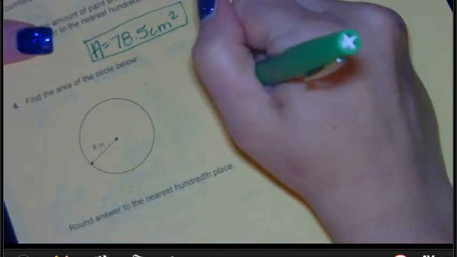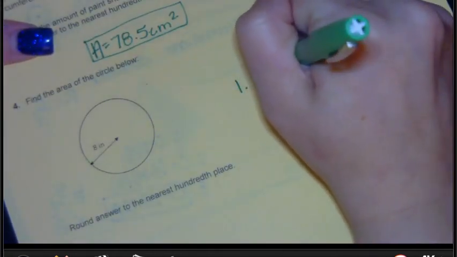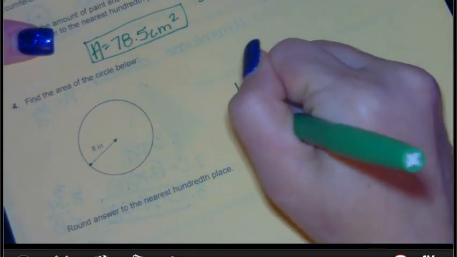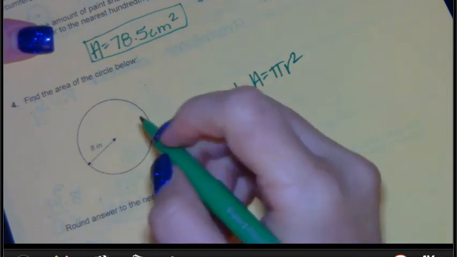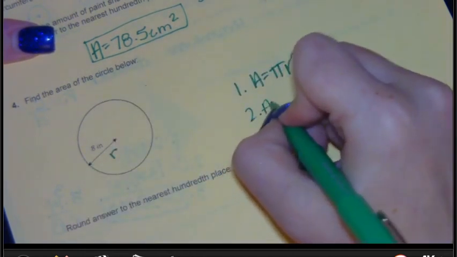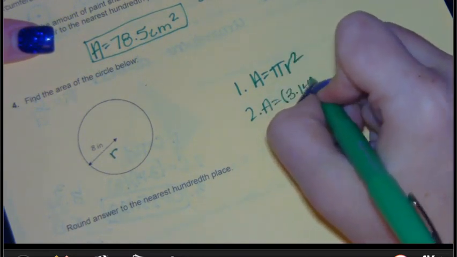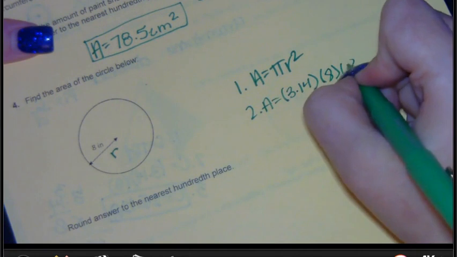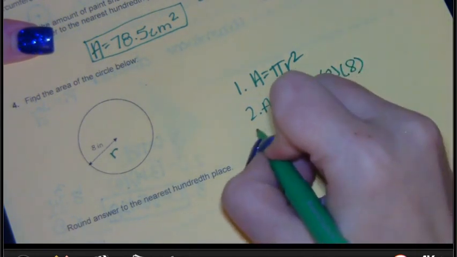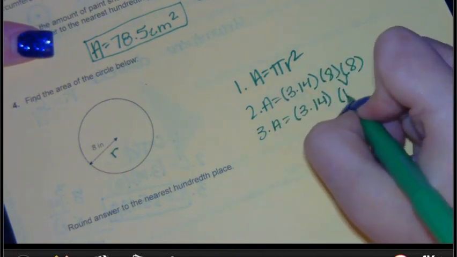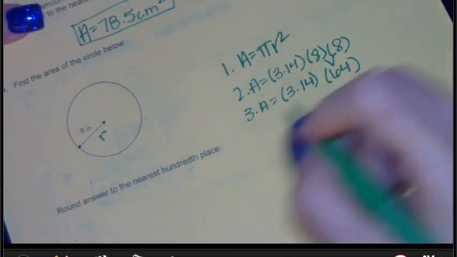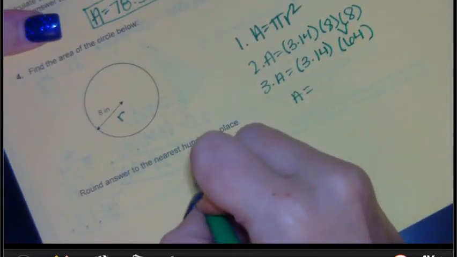All right, find the area of the circle below. Round your answer to the nearest hundredths place. So I'm going to find the area once again. Area is equal to pi r squared. Plug in the information I know. Well, I know that from the center to the outside edge is 8, which is giving me the radius, so I do not have to do anything. So I have 3.14 times 8 times 8. 8 times 8 is 64, so I have 3.14 times 64. Let's go ahead and do it over here.